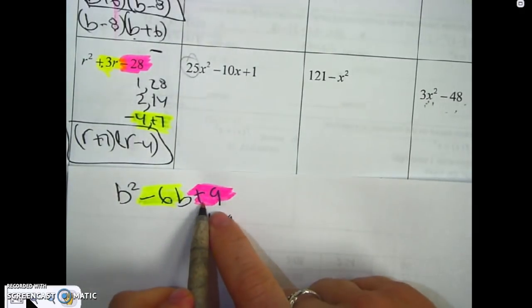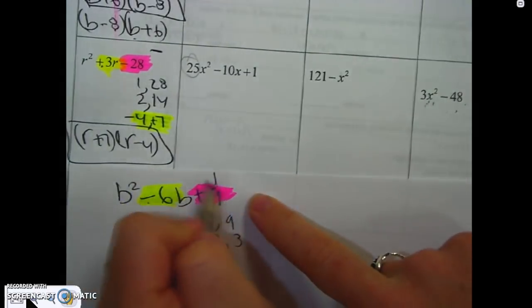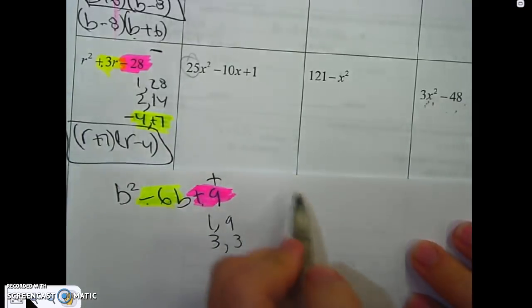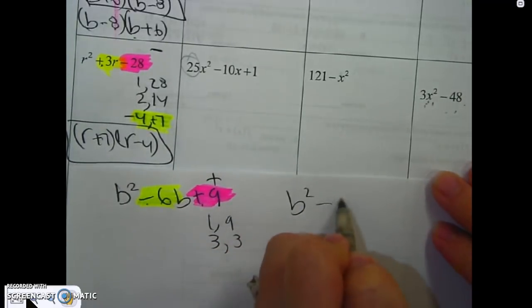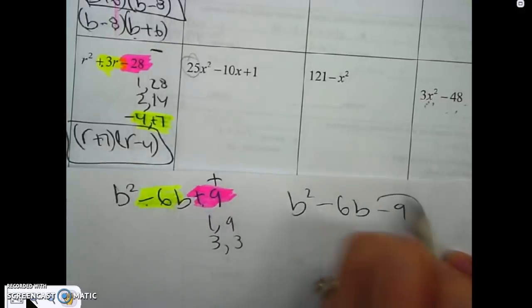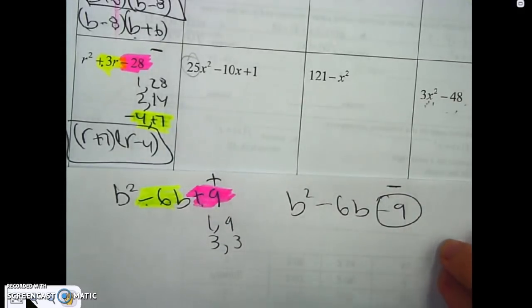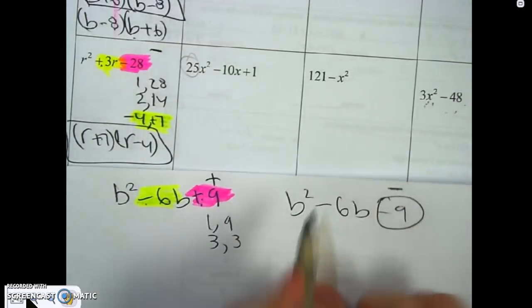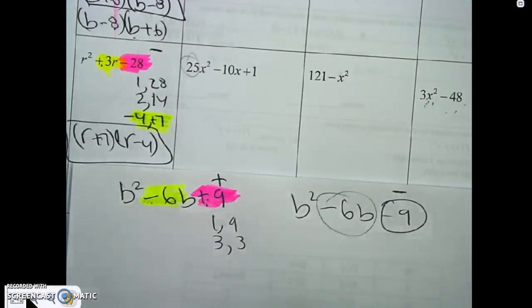Since this is positive and this is negative, I'm going to add them. All right? So the way I remember it is, let's say I had this. If this is negative, I subtract. If this is positive, I add, and the bigger guy always gets it, okay?